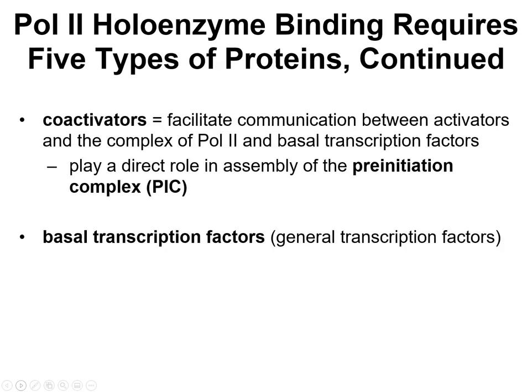We also have the co-activators that communicate between the activators and the Pol II complex and all of the basal transcription factors. And these co-activators play a direct role in the assembly of the PIC, the pre-initiation complex. Then we have the basal transcription factors, which are the general transcription factors that were introduced back when we talked about RNA metabolism, and then we talked about how they all come together and make the pre-initiation complex and so on. So that was just one layer that we covered in that chapter, believe it or not.